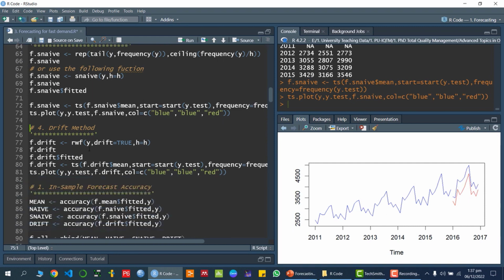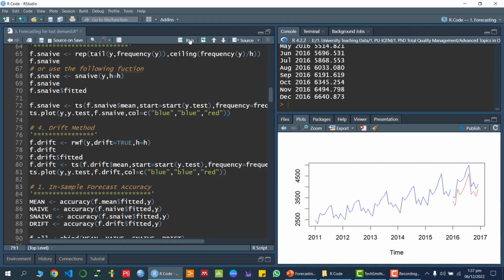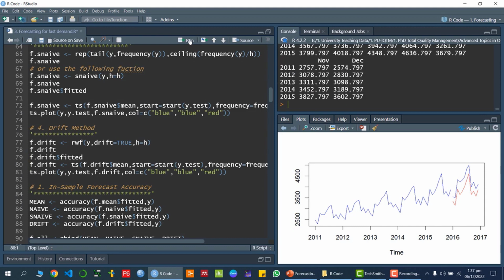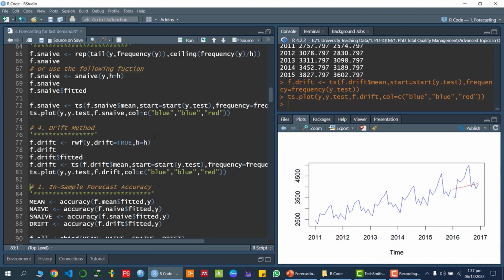So let me find the forecasted value with the drift method as well. In the drift method, we can use the function rwf, that is random walk forecast. So we say y, and drift equals TRUE. We have to mention this one. Then we can run this in order to find the in-sample $fitted values, convert the future values into a time series, and then plot. This is the drift method.